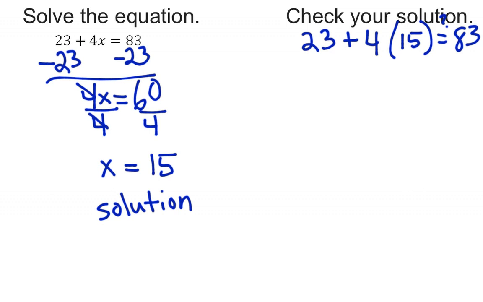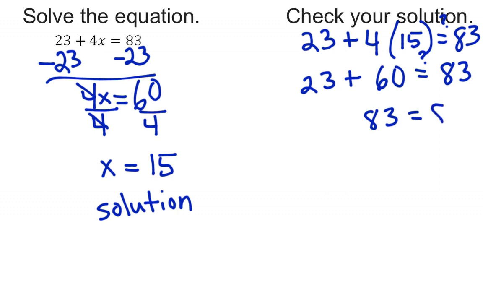Following the order of operations now, simplifying the expression on the left side, I get 23 plus 60 after multiplying, and that is equal to 83, or I'm checking to see if it really is. And now when I simplify the left side with addition, I get 83 equals 83, and I have checked my solution.